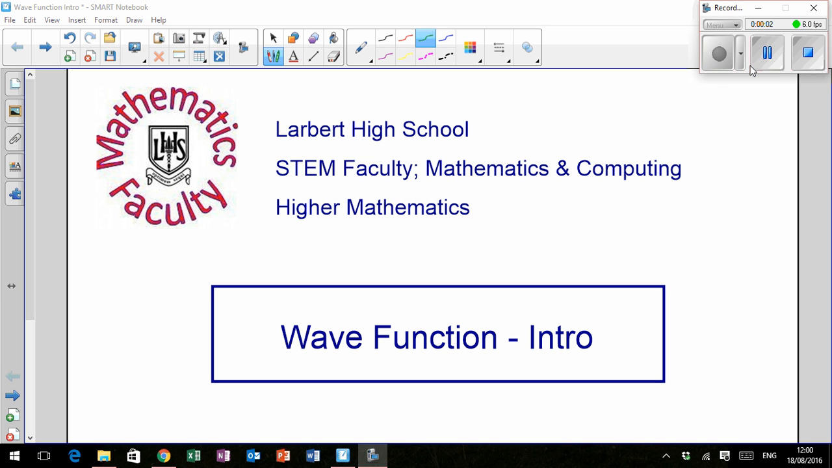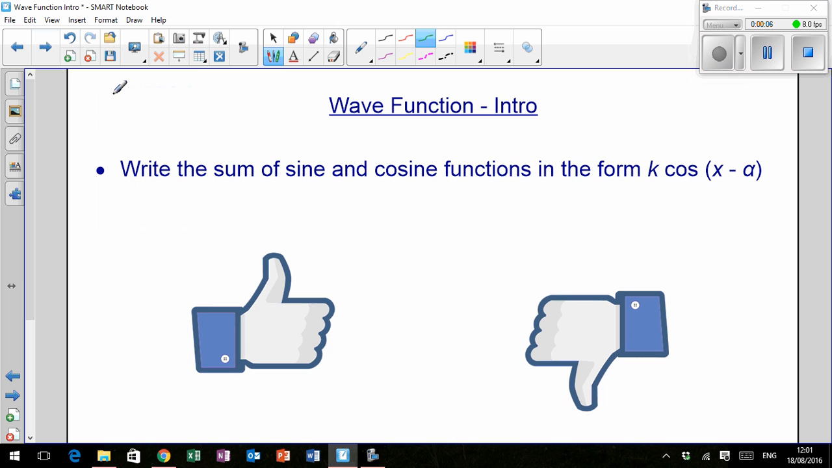Hi, welcome to the introductory lesson for the wave function topic. What we're going to look at today is how to write the sum of two different sine and cosine functions in a single form. The one we're going to look at here is writing it in the form k cos(x minus alpha), where k and alpha are constants.